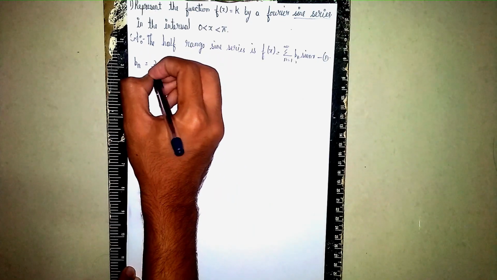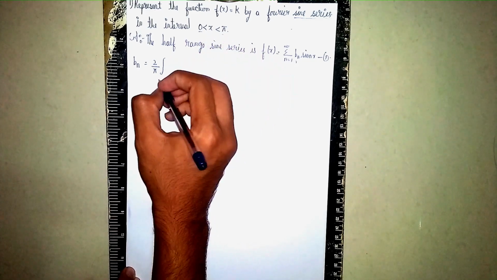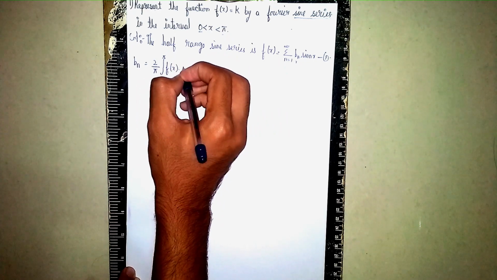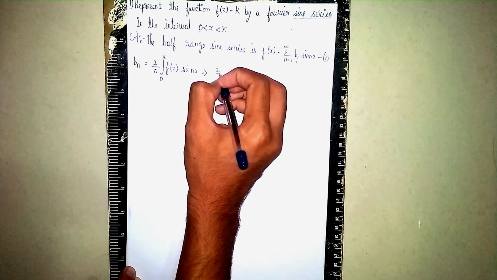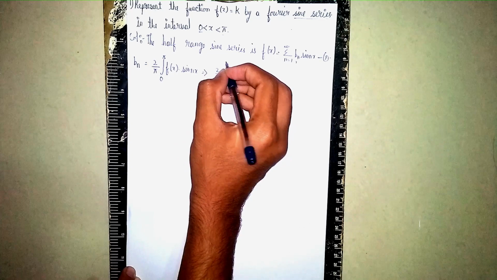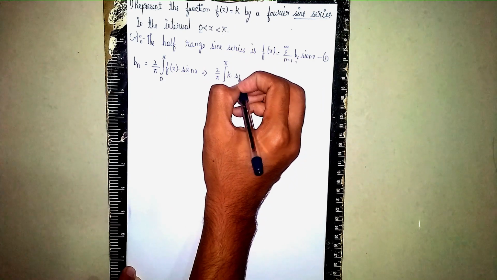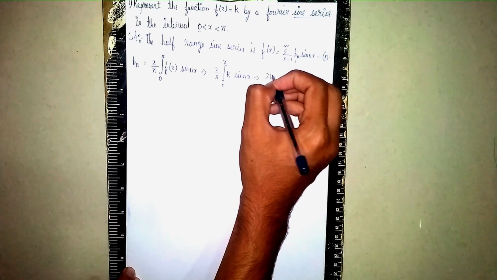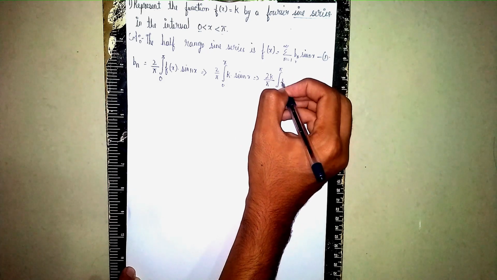The bn formula: bn is equal to 2 by pi integrate, and what limits are given? 0 to pi f of x into sine nx. This implies 2 by pi integrate 0 to pi. Now what is f of x given? k, and k is a constant, so k into sine nx. I'll take k outside, so it becomes 2k by pi integrate 0 to pi sine nx.